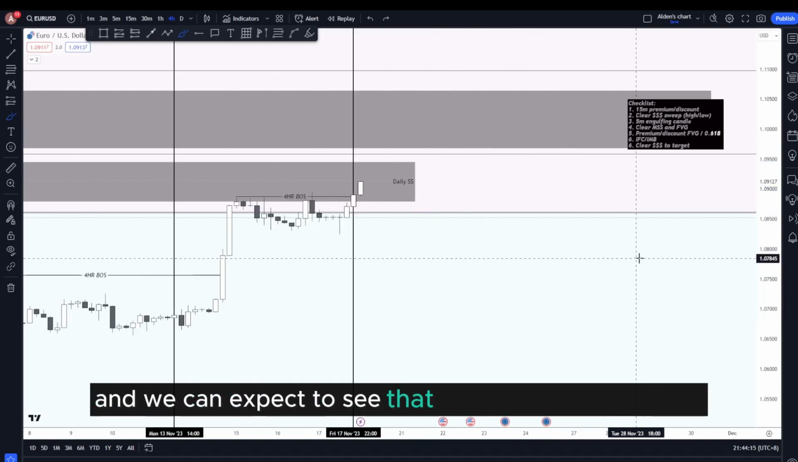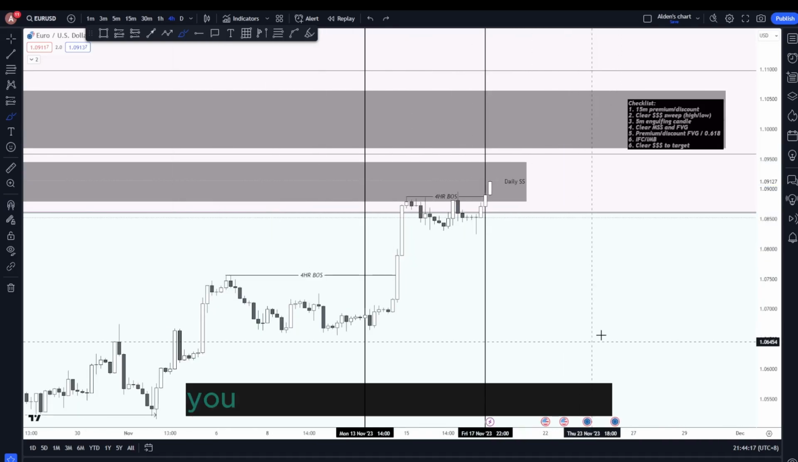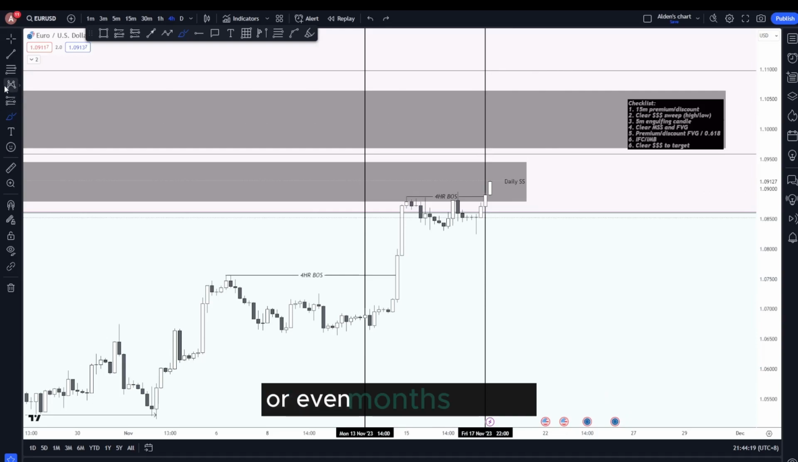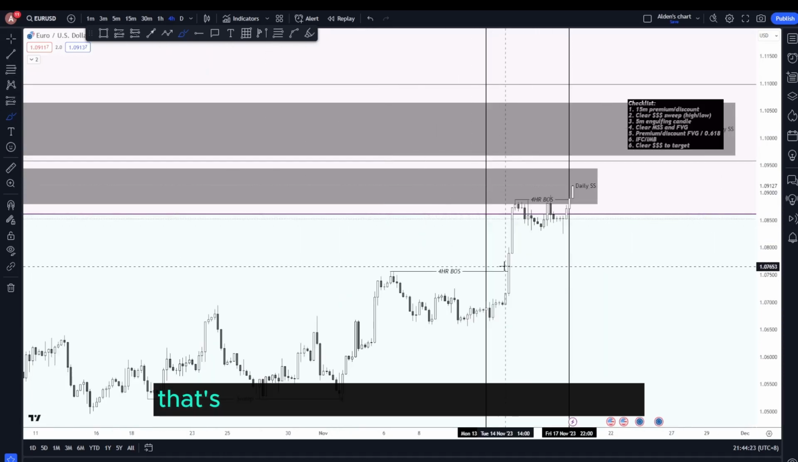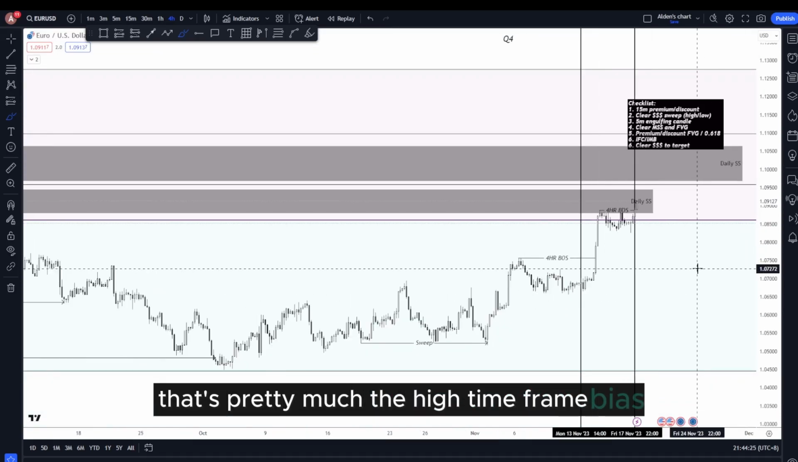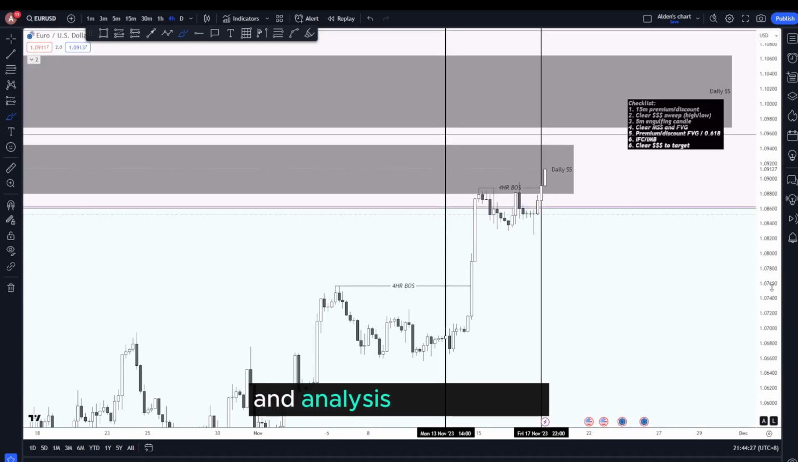And we can expect to see that for the remaining possible coming weeks or even months, right? So that's pretty much the high time frame bias and analysis for the daily and the 4-hour chart.